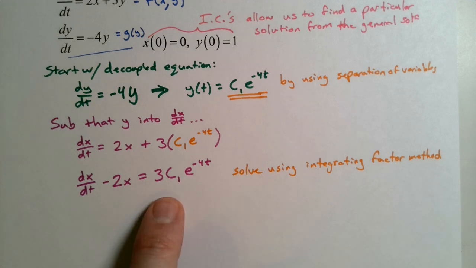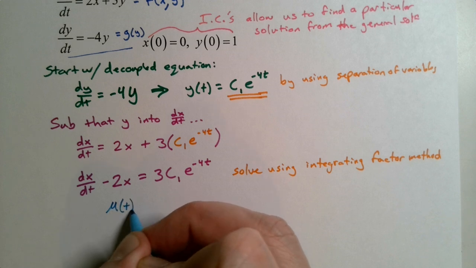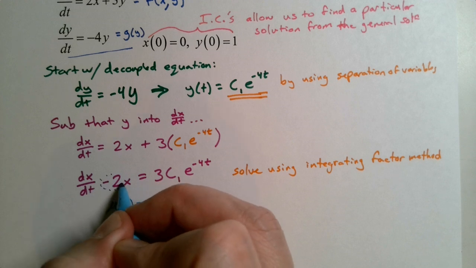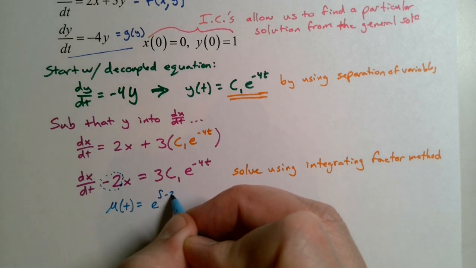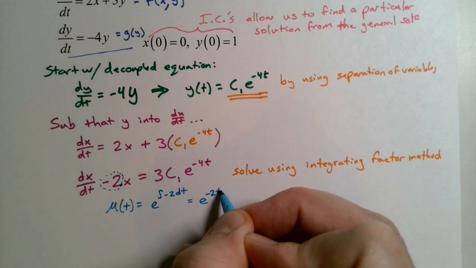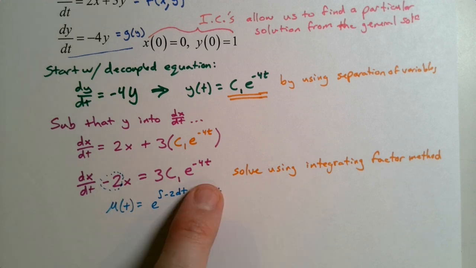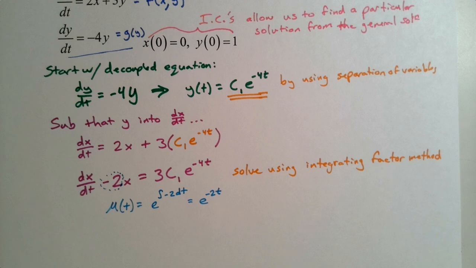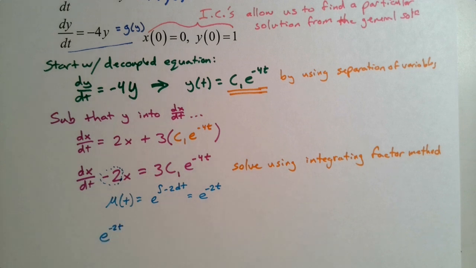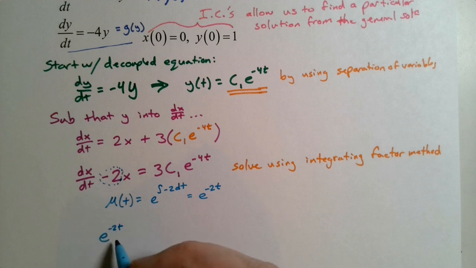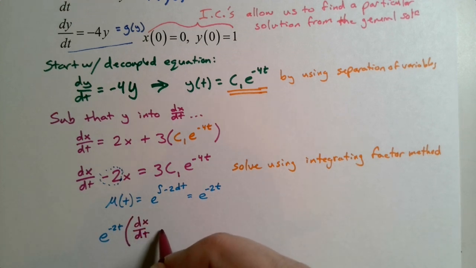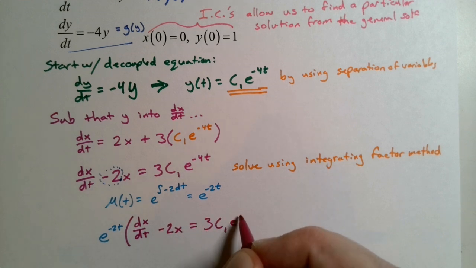So using the integrating factor method, remember I have to figure out what's my integrating factor, what's my mu of t in this case. It's going to be, well, the negative 2. It's this constant that's sitting in front of the x, and that's going to be e to the integral of negative 2 dt, also known as e to the negative 2t. So that's my integrating factor, and that's what I'm going to multiply the entire equation, not just the left side, the entire equation by. And so if I do this right, on the left-hand side, I'll be left with the integrating factor, e to the negative 2t, times x, times the entire equation, which is dx dt minus 2x equals 3c1 e to the negative 4t.